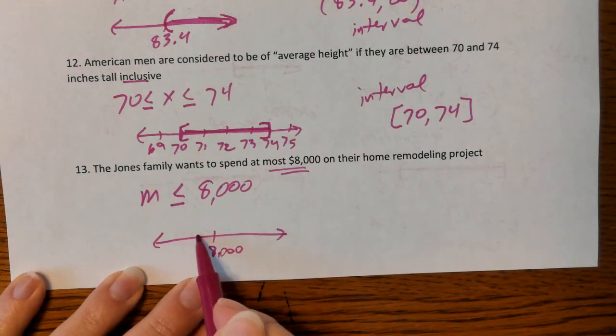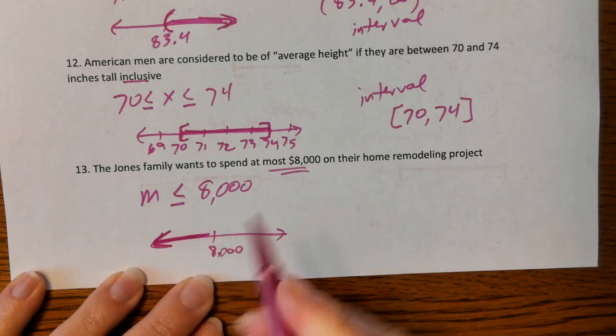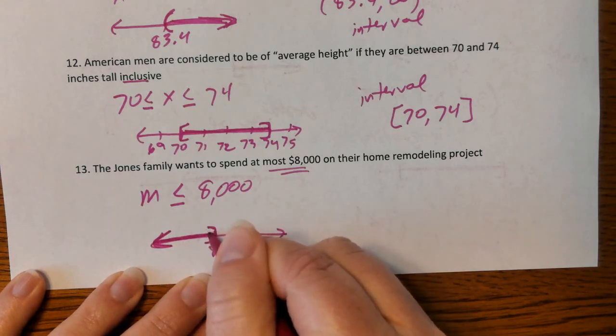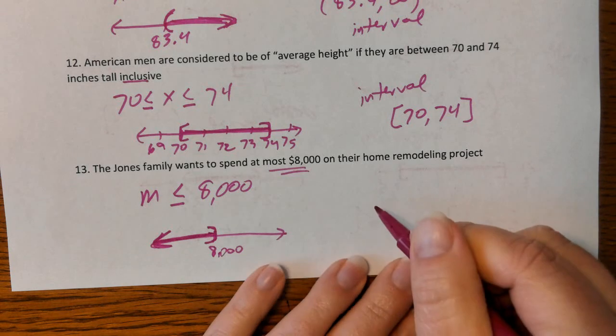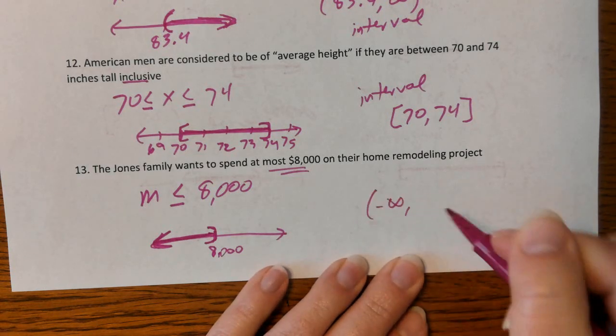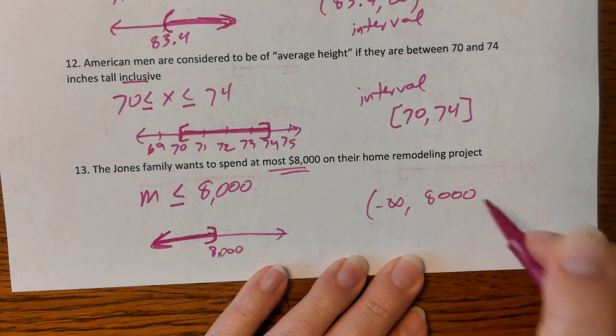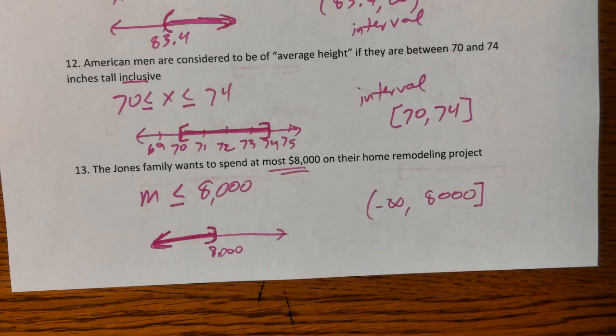I'm going to shade below the 8,000. I'm going to put a squared off bracket on it because it could equal 8,000. And then my interval is negative infinity up to 8,000. And I'm going to put a squared off bracket on that because it has the equal to.